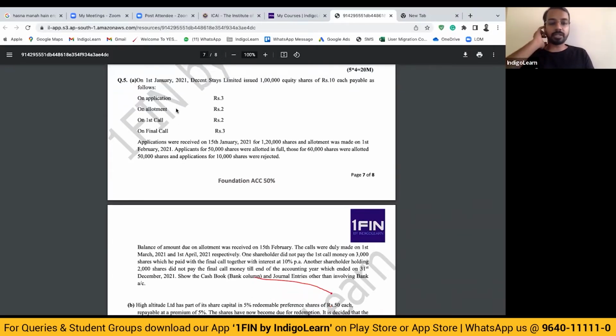Okay, so on 1st of January, Decent Stage Limited, whatever is the company name, issued 1 lakh equity shares of rupees 10 each payable as follows. Application 3, allotment 2 plus 2, first call 5 plus 2, final call 7 plus 3, 10. Applications were received on 15 January for 1,20,000 shares and allotment was made on 1st February. Applicants for 50,000 were allotted in full and for those of 60,000 shares were allotted 50,000 shares, and applications of 10,000 shares were rejected.